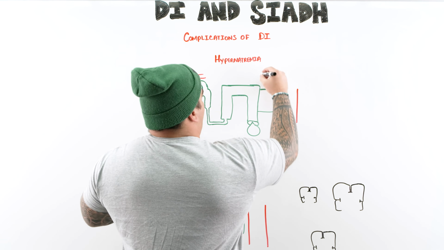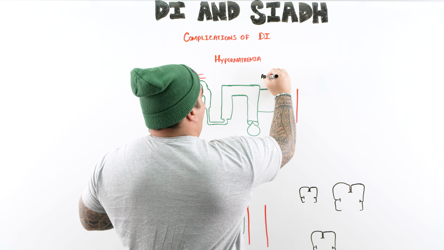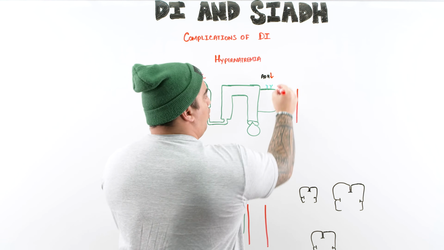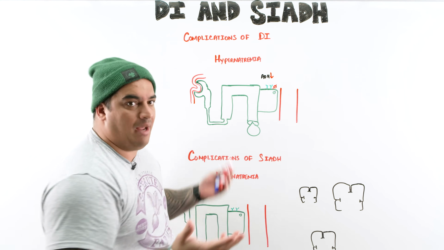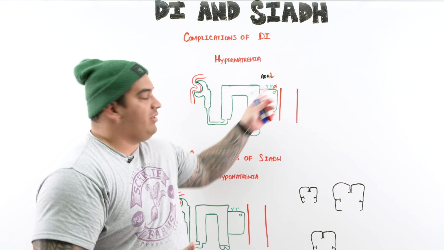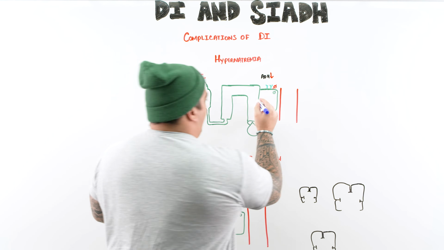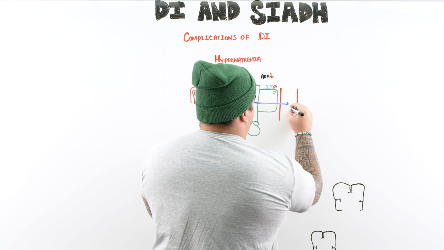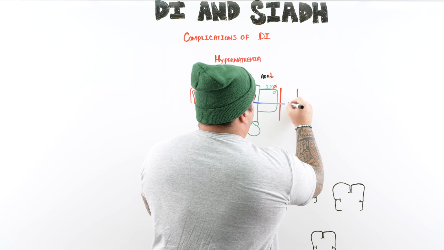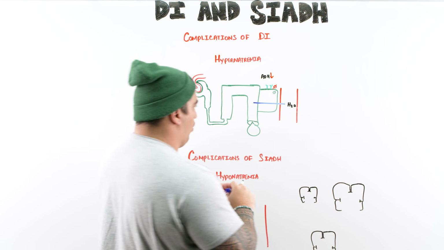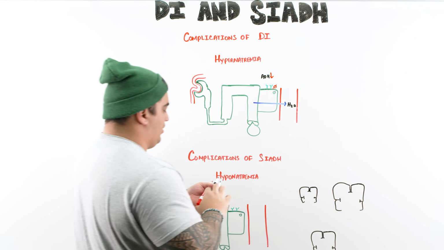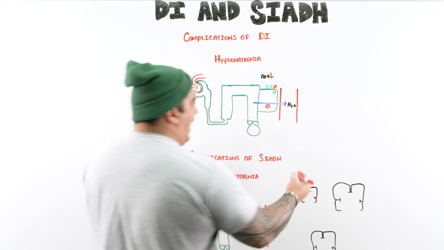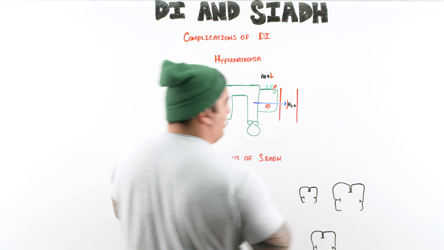The concept behind this is, again, pretty straightforward. We already talked about this: in DI, there's either a reduction in ADH or there's dysfunction of the ADH receptors. Either way, same concept, central or nephrogenic DI. In this scenario, are you going to be reabsorbing water? No. So either way, it doesn't really matter whether it's nephrogenic or central. The pathophysiology endpoint is the same: you won't reabsorb water. As a result, there'll be less water inside of the bloodstream.